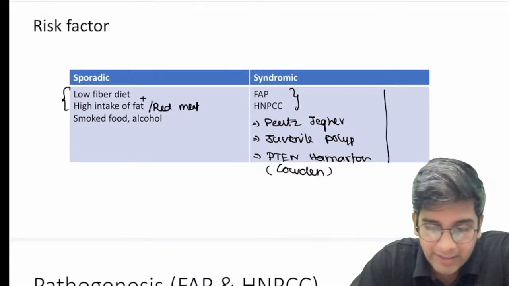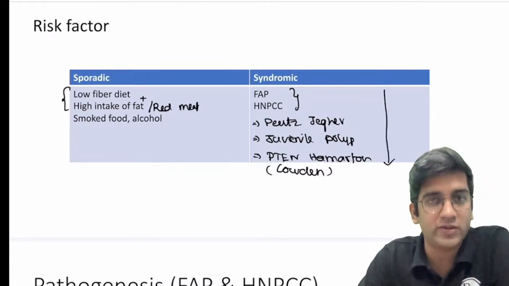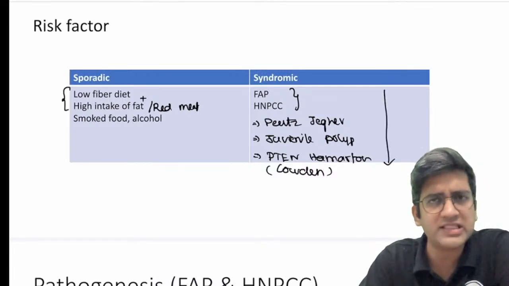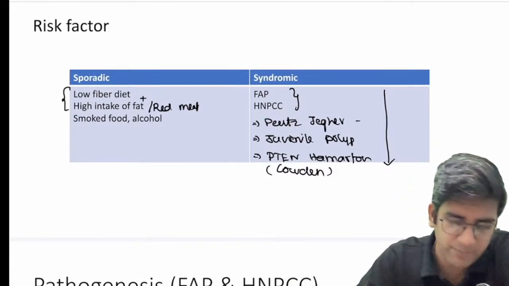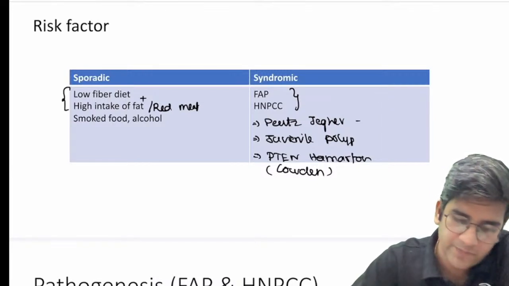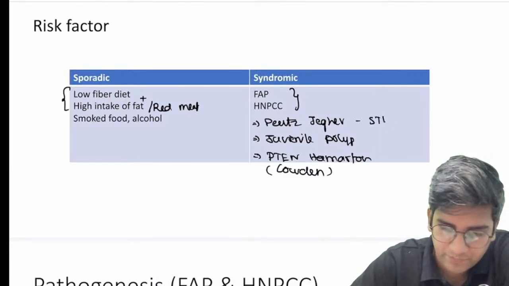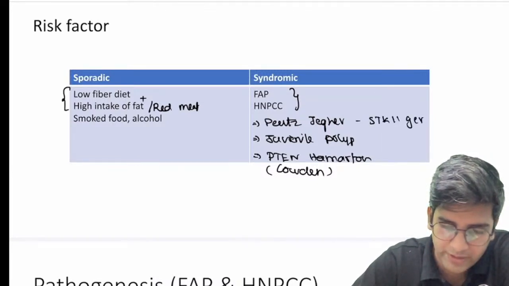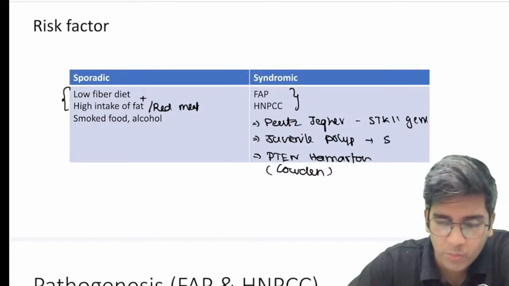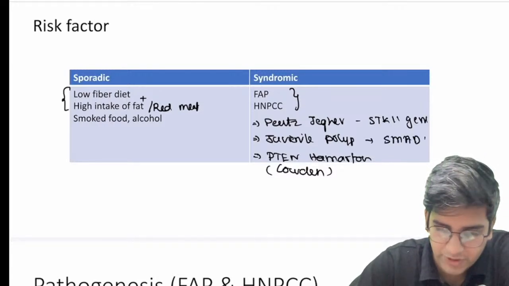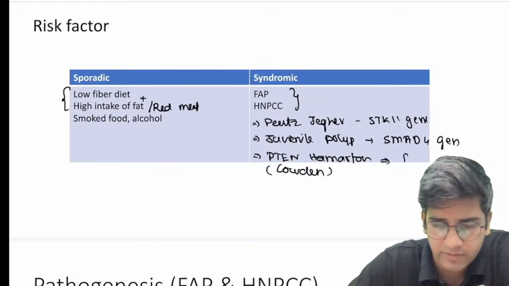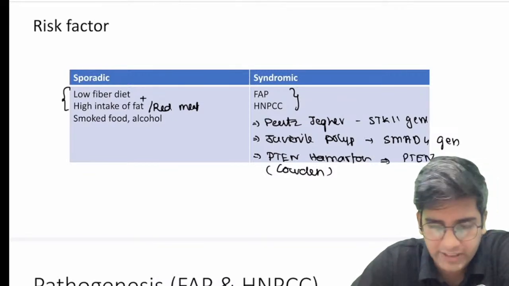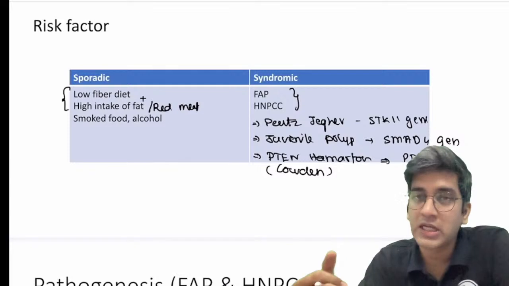Again, it's not a must to explain all of them, but if you can mention them, that's great. If possible, write the gene involved simultaneously next to it. No need to explain much. For Peutz-Jeghers syndrome, I think of the STK11 gene. That's the gene which is mutated here. Juvenile polyposis syndrome, we have a gene called SMAD4 mutation, right? That's the gene which is getting mutated. Cowden and PTEN hamartomatous, as the name says, PTEN is going to get mutated here, right? Just a name over there.